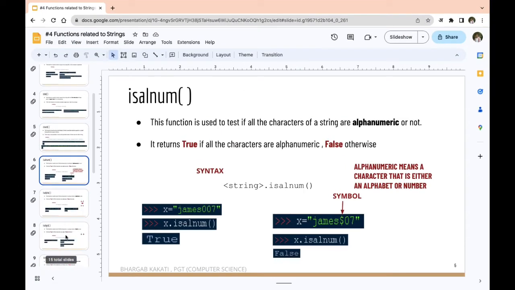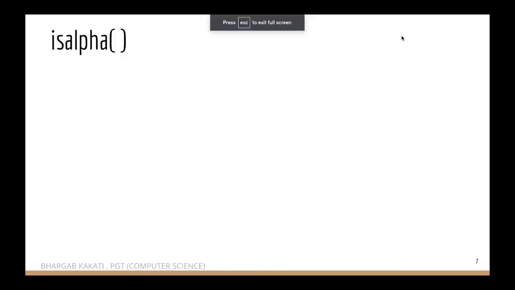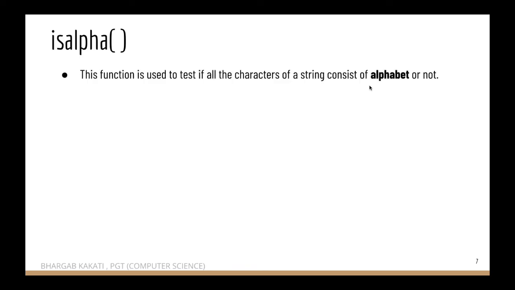Let's take you to the next function, which is isalpha. Not isalnum, it's isalpha. This function is used to test if all the characters of a string consist of alphabets or not. Alphabets may be lowercase or uppercase. It returns true if all the characters are alphabets, false otherwise.